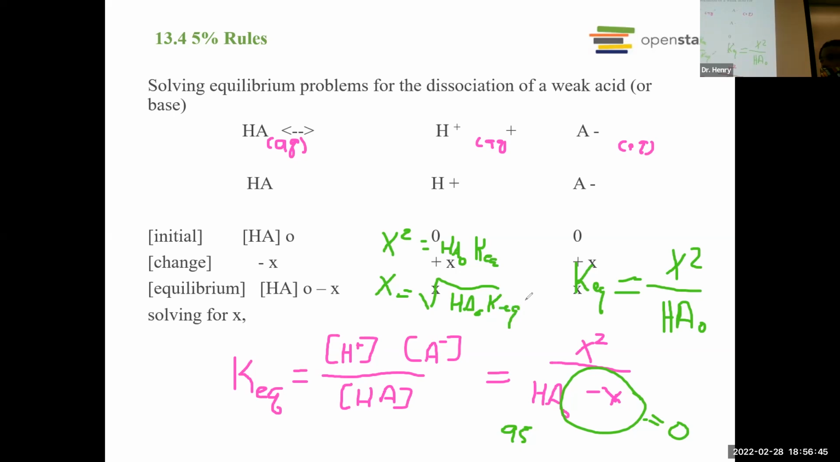Okay. You guys are with me so far? Yeah, HA naught, that's an A, sorry. No, this is the ICE tables. That's what ICE tables are: initial, change, and equilibrium. You with me? Okay, so now let's see if we can do it.